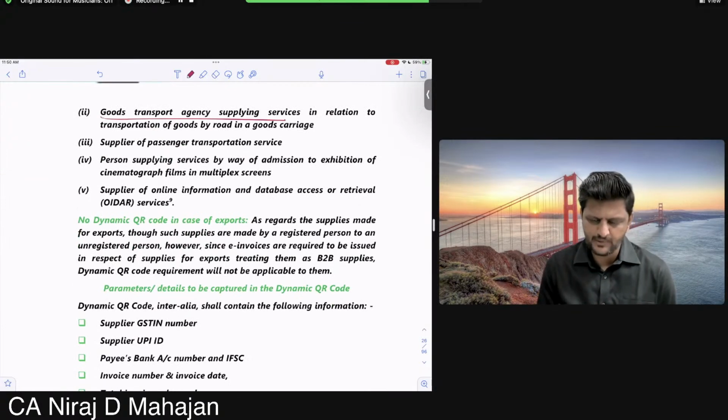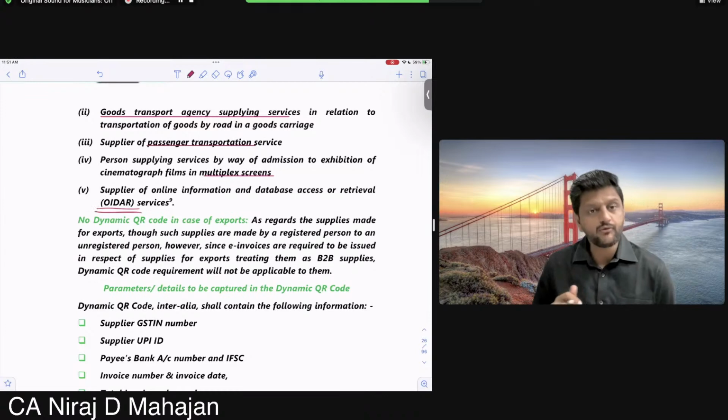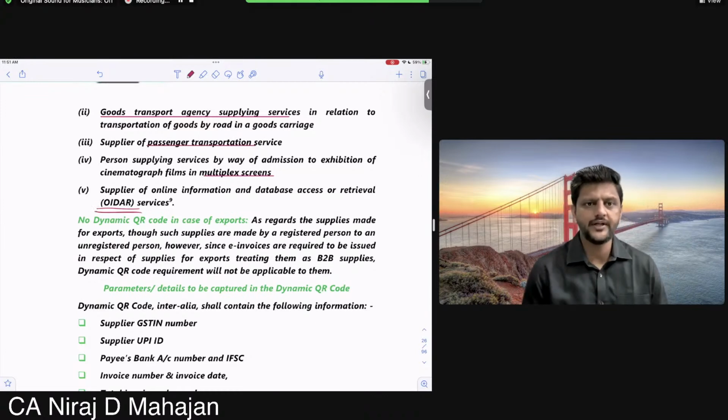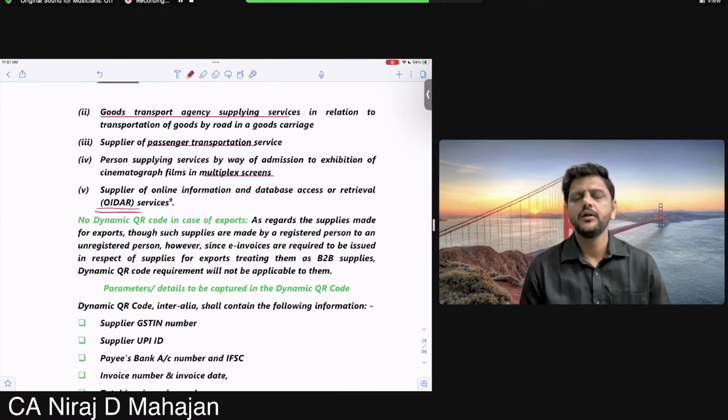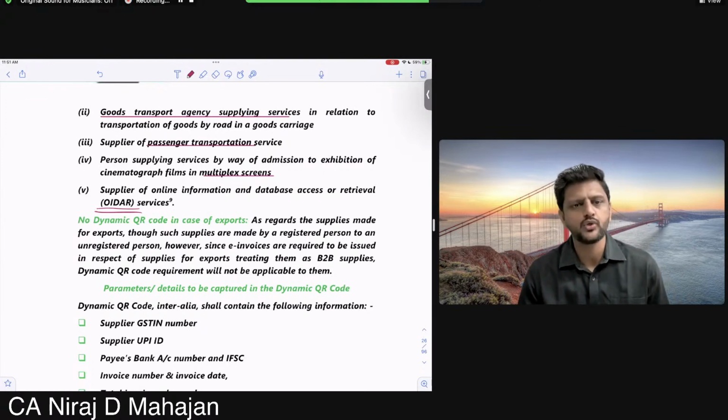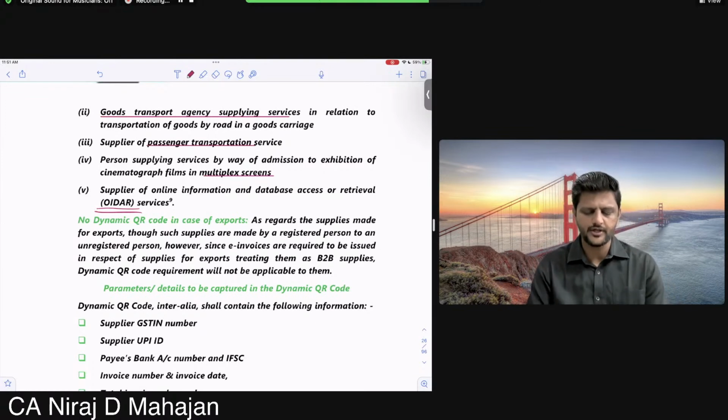GTA, supplying services of transport, passenger transport, multiplex, movies, and supply of OIDAR. Okay, they need not generate a dynamic QR code. They don't have to, but you can make payment through QR codes.